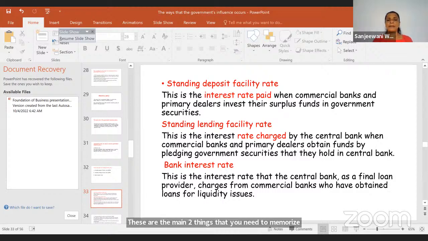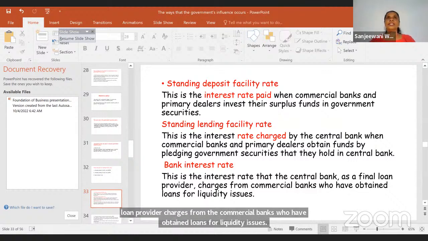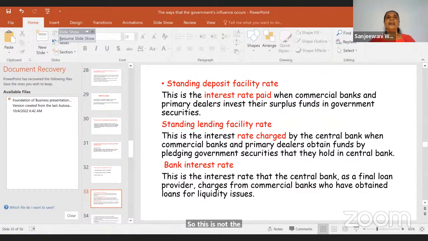So what is the other one? Bank interest rate. This is the interest rate that the central bank, as a final loan provider, charges the commercial banks who have obtained loans for liquidity issues. So this is not the interest rate that you need to pay when you obtain a loan from the commercial bank.